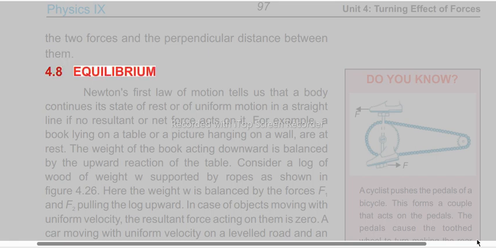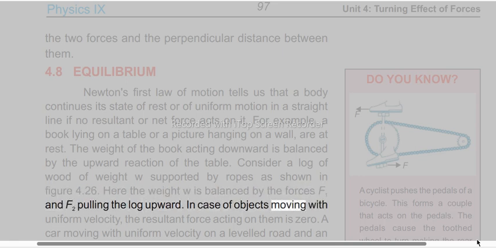4.8 Equilibrium. Newton's first law of motion tells us that a body continues its state of rest or of uniform motion in a straight line if no resultant or net force acts on it. For example, a book lying on a table or a picture hanging on a wall are at rest. The weight of the book acting downward is balanced by the upward reaction of the table. Consider a log of wood of weight W supported by ropes as shown in figure 4.26. Here the weight W is balanced by the forces F1 and F2 pulling the log upward.